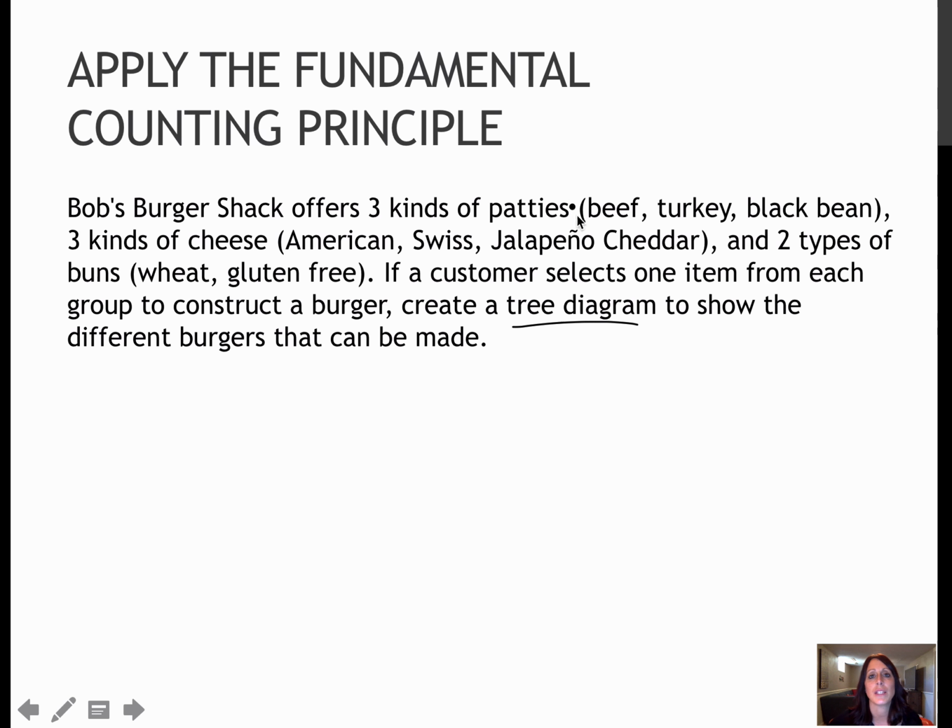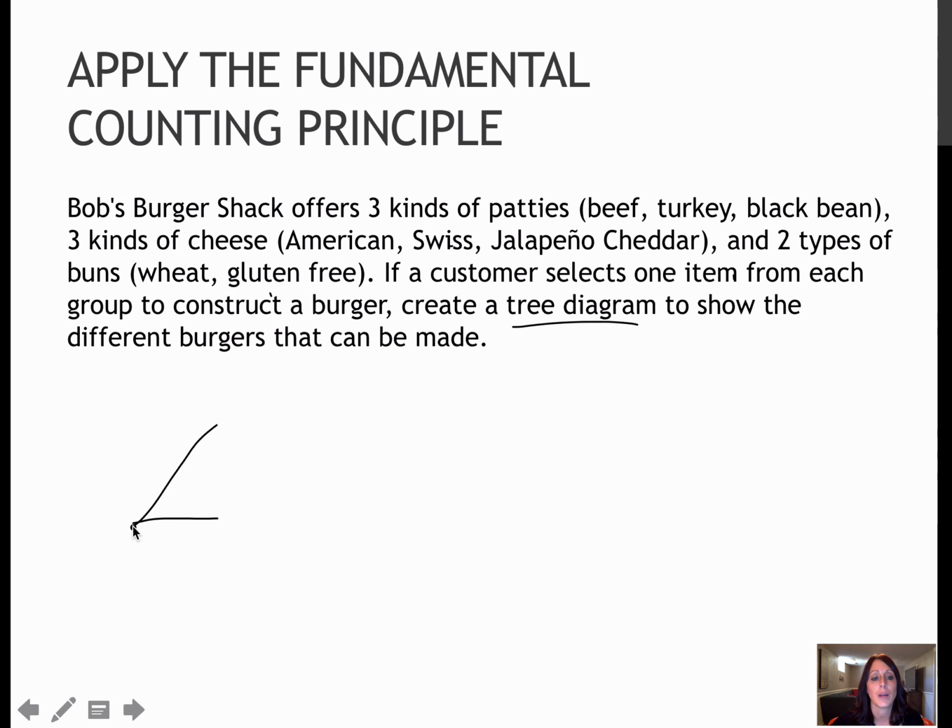A tree diagram is a useful tool if we are trying to find all of the different possibilities in choosing specific items. So in this case, we have Bob's Burger Shack, who has 3 different kinds of patties to choose from on the burger, 3 different kinds of cheese, and 2 types of buns. If each customer can select just one item from each group, either beef or turkey or black bean, you can't have a combination, either American, Swiss, or jalapeno cheddar, my favorite, and either wheat or gluten-free, we're now going to see all of the different ways that you can make a burger at Bob's Burger Shack.